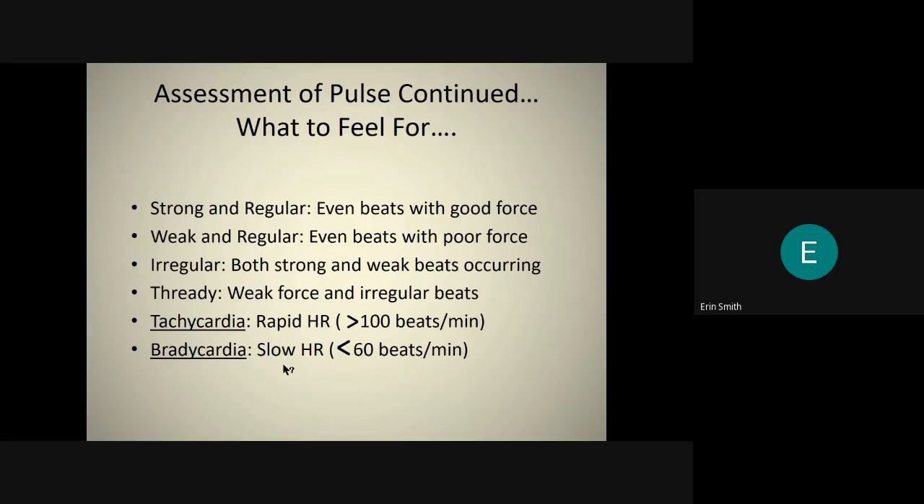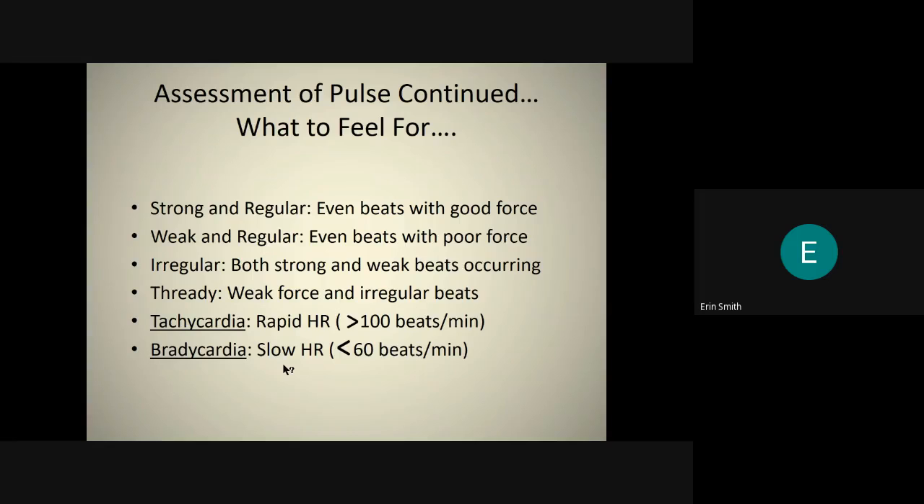Irregular would be both strong and weak beats occurring. So you would feel it normally, and then all of a sudden it would go away, or be very hard to feel. And then maybe 3 beats would be strong again, and then 5 beats are very hard to feel. So that would be what an irregular heart or pulse would feel like. And then thready would be weak and irregular beats, so the beats coming at a different pace.